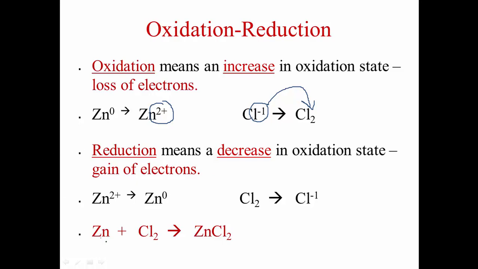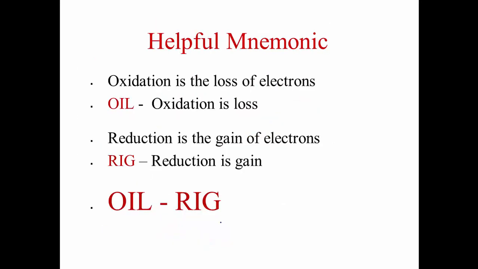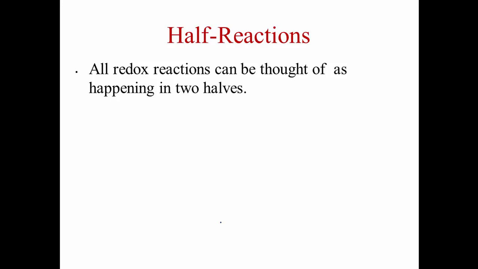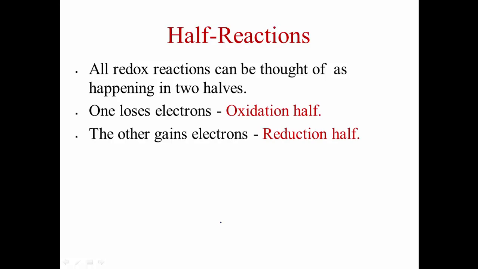So zinc has been oxidized while chlorine has been reduced. OIL RIG is a nice way to keep track of that terminology and that transfer of electrons. Oxidation is loss of electrons, reduction is gain. So all your redox reactions can be thought of as happening in two halves, and you have to be able to write half reactions. One half loses, the other half gains.